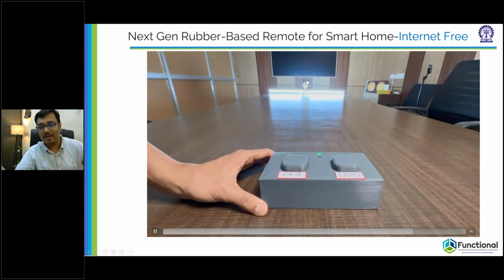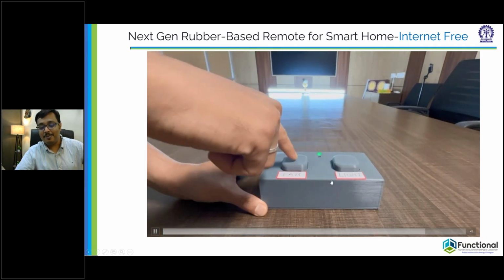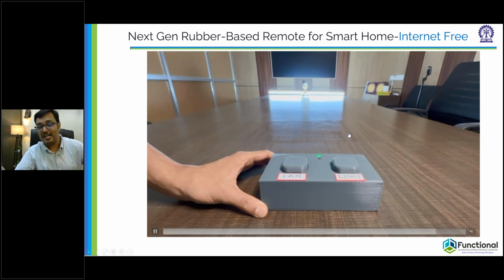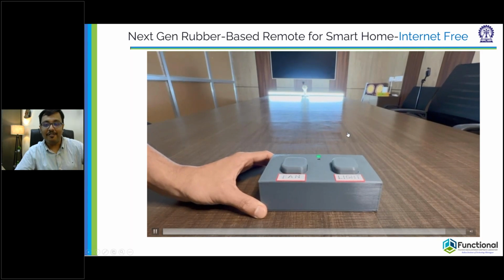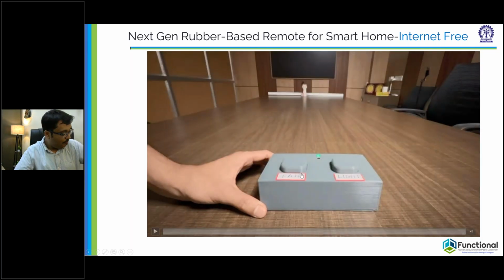Both the fan and the light are working, and depending on the number of utilities you have in the smart home, you can increase the number of self-powered sensors here, and you can make a sustainable solution for smart home, utilizing the existing electronics sitting at your home. You do not need a smart bulb or a smart fan. So this is a completely internet free solution that we can make using these self-powered rubberized sensors.